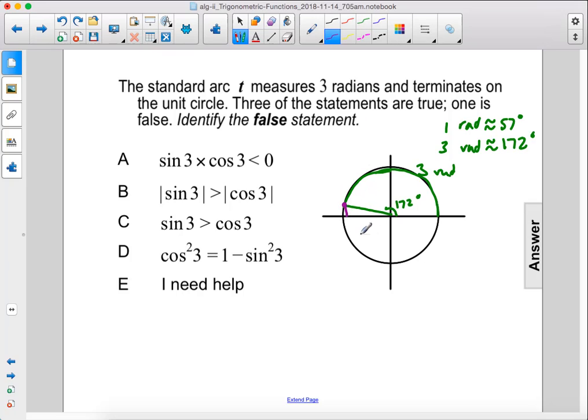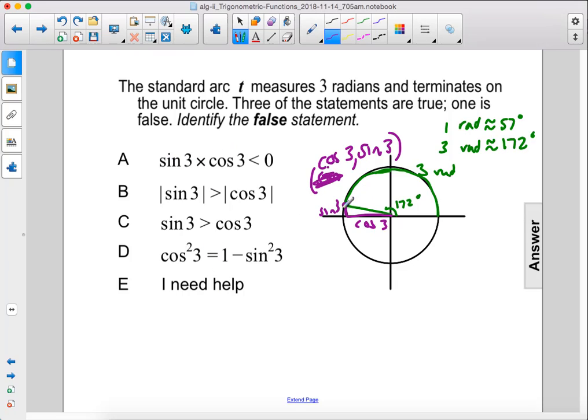We can draw our line down. This is going to be our cosine of 3 radians. And this line right here is our sine of 3 radians. So this point is at the point cosine 3, sine 3. And it's right there. Now let's go through our answers.